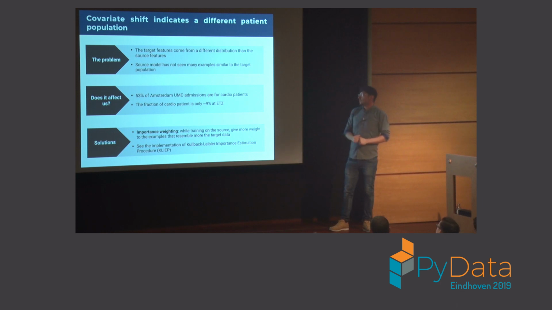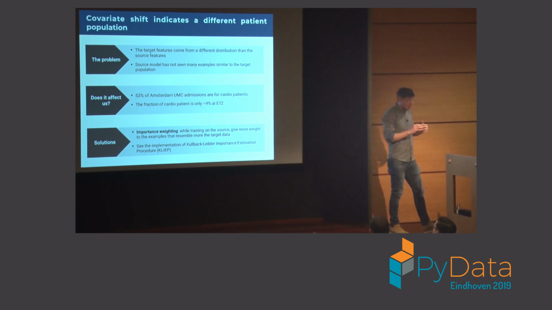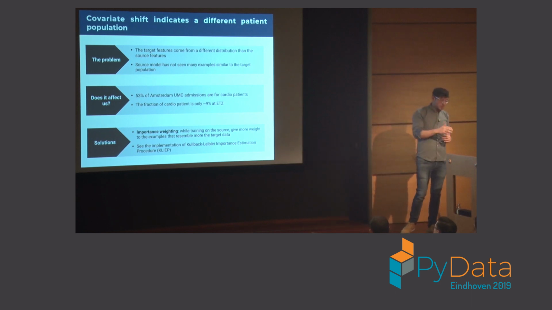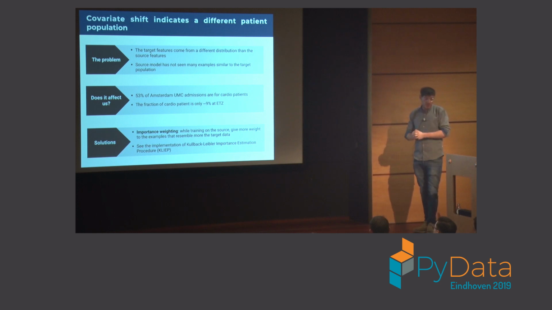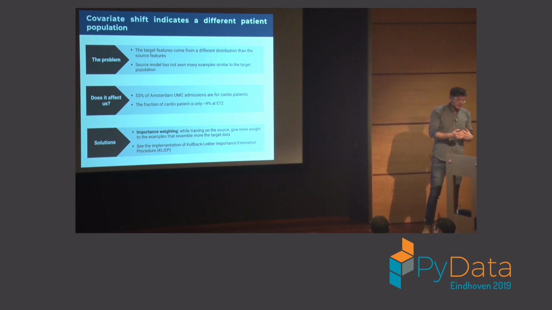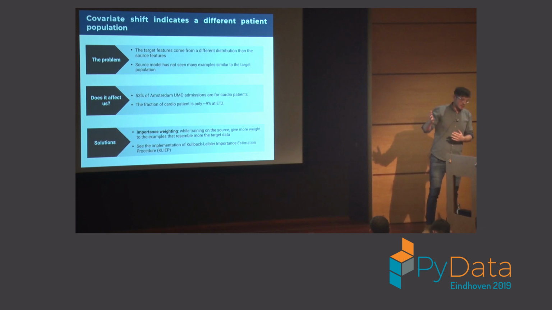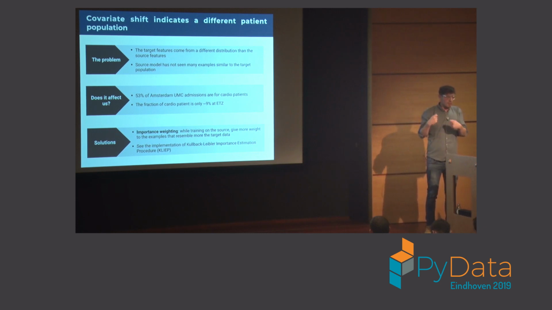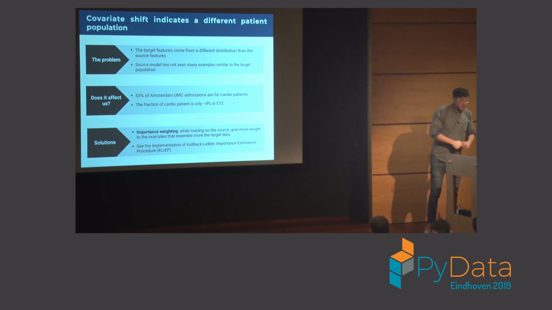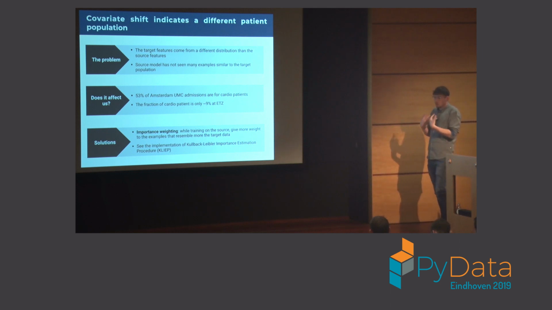All of these things that have to do with a different distribution in your features is called covariate shift. It can come from a different patient population or different structural practices in the hospital, like what I just mentioned about the lab results. It basically means that while you're training on your source model, the source doesn't see as many examples that are similar to the ones in the target. So when you test it on the target, you're bound to make some errors. And this is something that also affects our case.